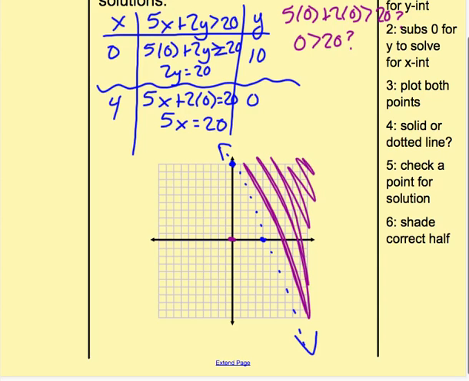So to list 3 solutions for this one, this time I can't start with 0, 0 because it did not work. I could do 6, 0. I could do 7, negative 2. And 10, 3 would work.